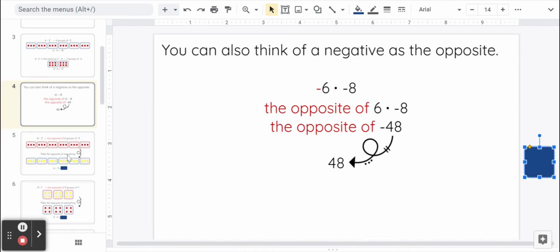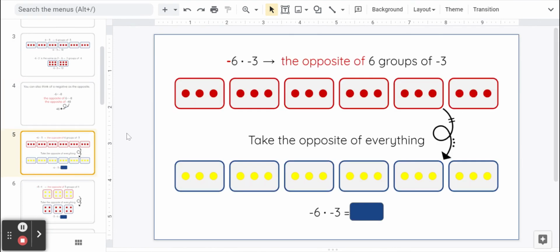Here's what it looks like using our little integer chips. So for this one, we have the opposite of 6 groups, and those groups are composed of 3 negatives. So I made the groups negative because I need to remember that I need to take the opposite of what's in all of these groups. So I have my 6 opposite groups, and in each of those groups, I have 3 negatives.